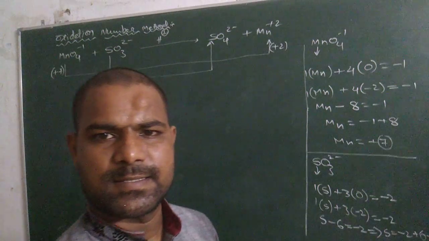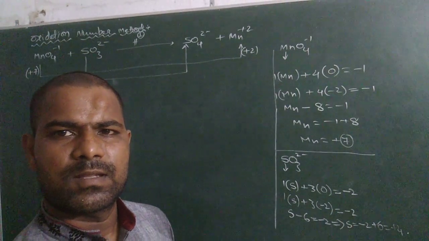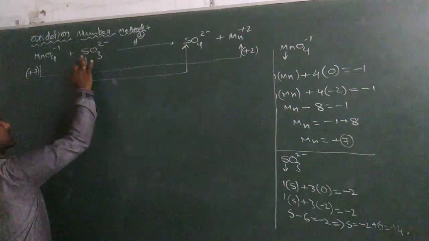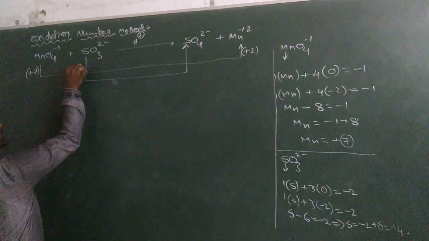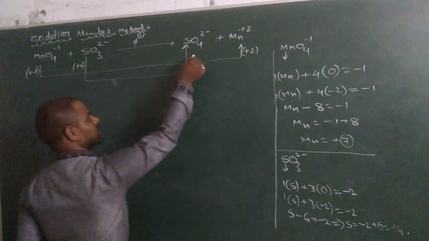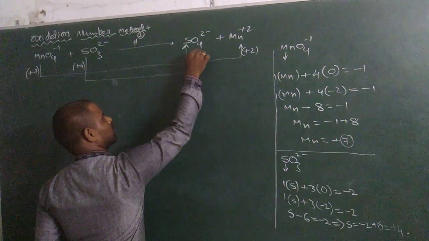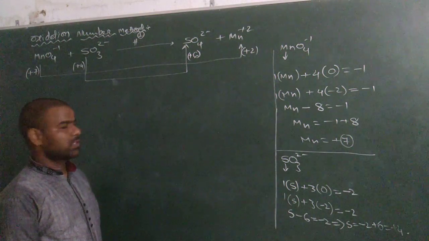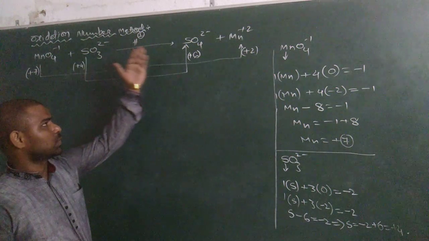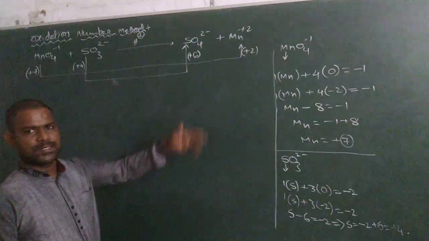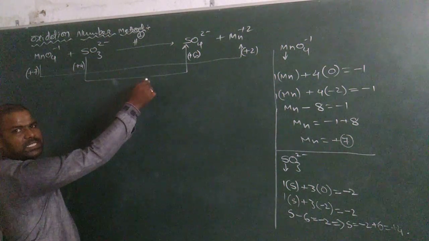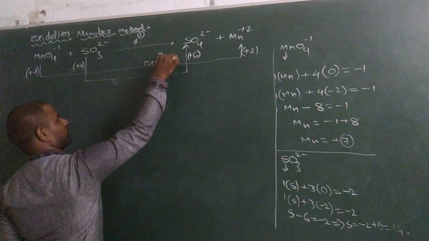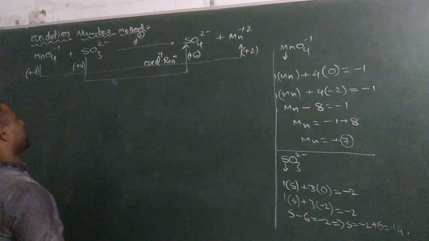Then the oxidation change for sulfur is from plus 4 oxidation state to plus 6 oxidation state in the SO4 2 minus ion, the sulfate ion. When it changes from plus 4 to plus 6, we can say the increase in the oxidation state is plus 2. That is why it is an oxidation reaction.